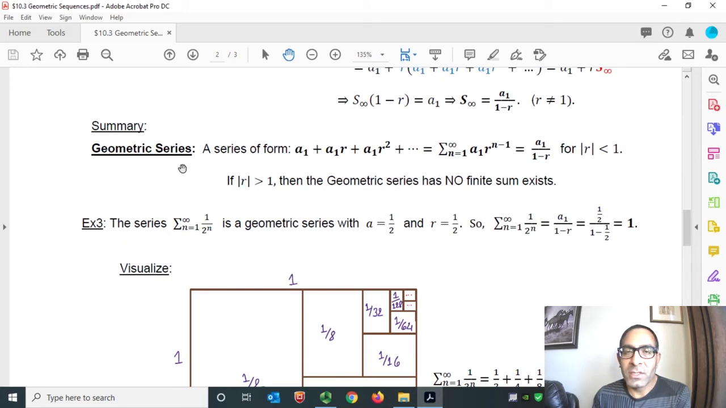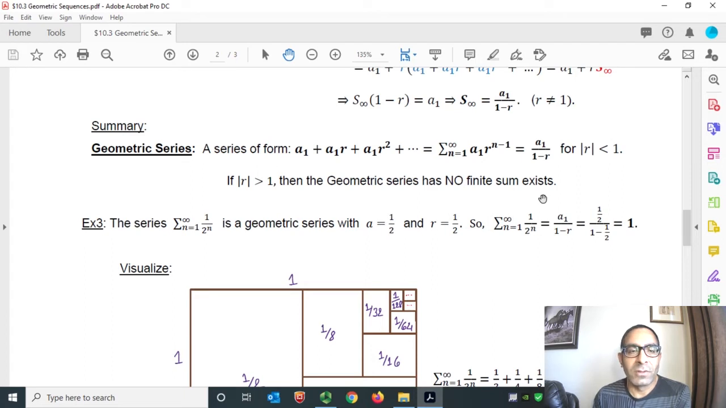Let me talk about the summary here. The geometric series of this form is the infinite geometric series. This turns out to be the first term over 1 minus r. I'm talking about the sum of these infinite terms: first term over 1 minus common ratio, for common ratio with absolute value less than 1. If the absolute value of the common ratio is greater than 1, then this geometric series has no finite sum.